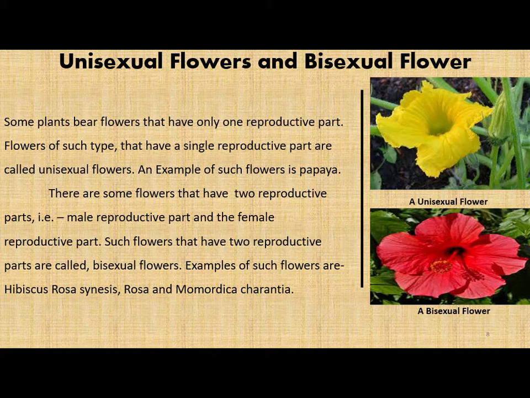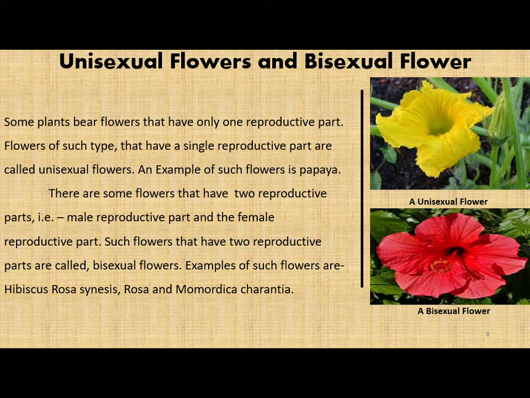Proceeding. Unisexual flowers and bisexual flowers. Some plants bear flowers that have only one reproductive part. Flowers of such types have a single reproductive part, and they are called unisexual flowers. An example of such flowers is papaya.